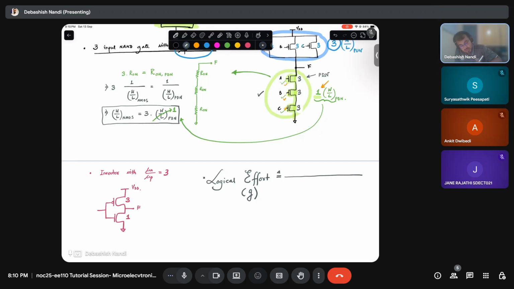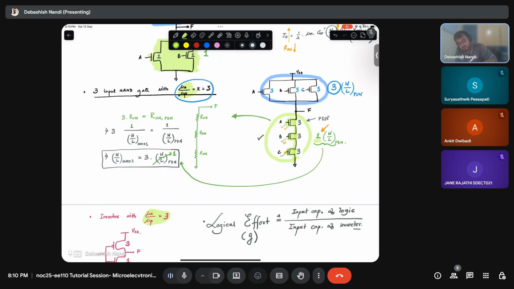So the logical effort definition is the input capacitance of the logic divided by the input capacitance of the inverter. The condition is that both the inverter and the logic should be designed with the same condition, mu n by mu p. Fine.